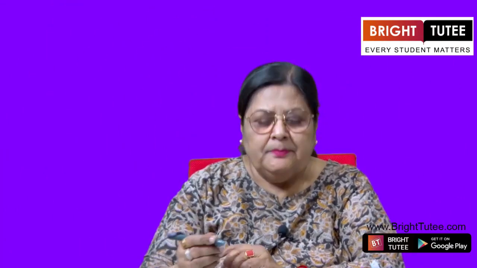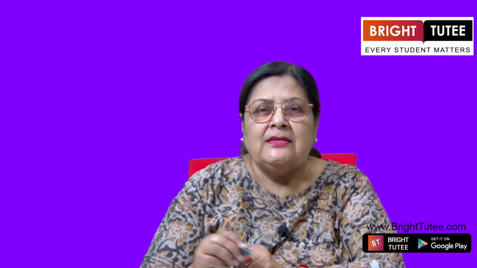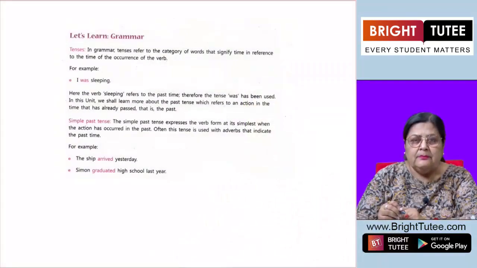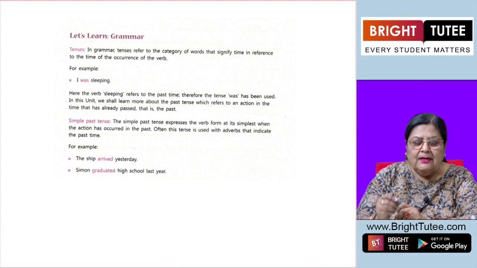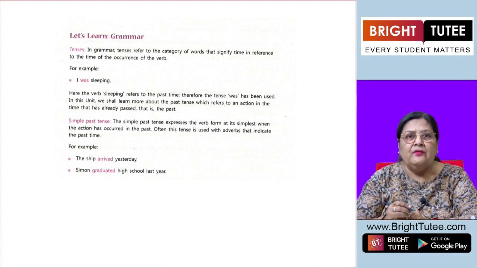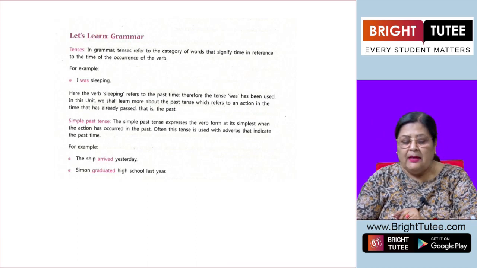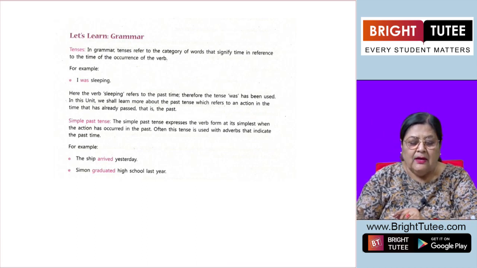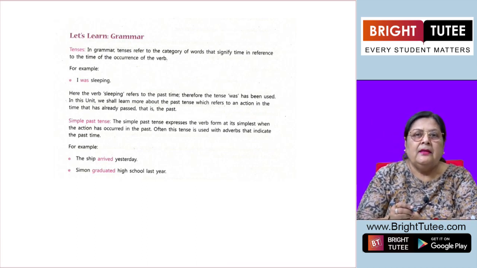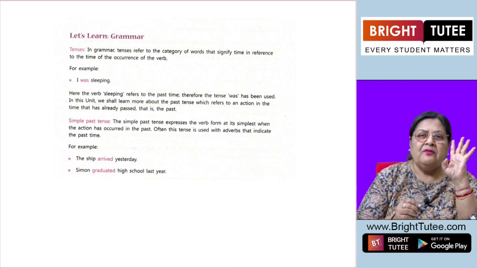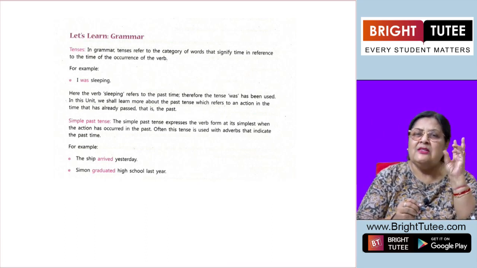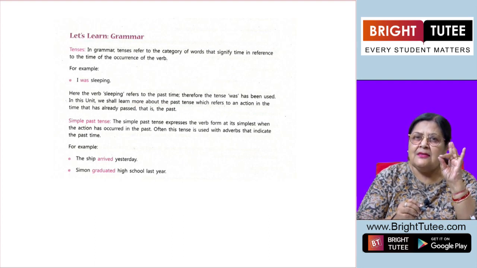Welcome back, children. Today, as I told you, I will start with grammar and I will start with past tense. The grammar tenses refer to a category of words that signify time and reference to the time of the occurrence of the verb. There are 4 types of past tenses: simple past tense, past continuous tense, past perfect tense, and past perfect continuous tense.